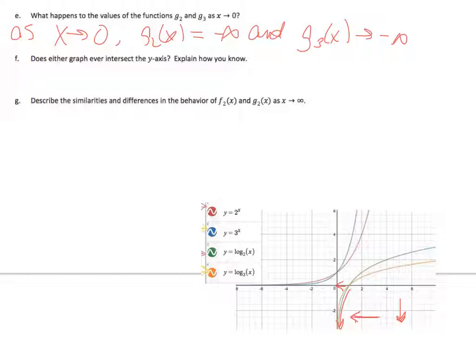Does either graph ever intersect the y-axis? Explain how you know. No, they don't. We can't define logarithms for negative values of x. Okay, log of a negative x just doesn't work. You can't define it.